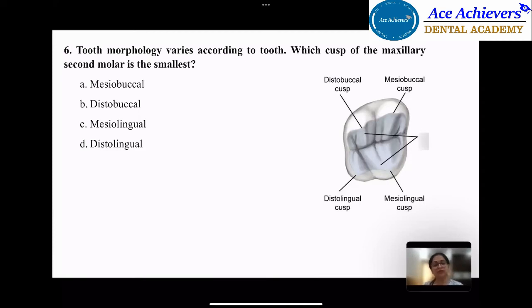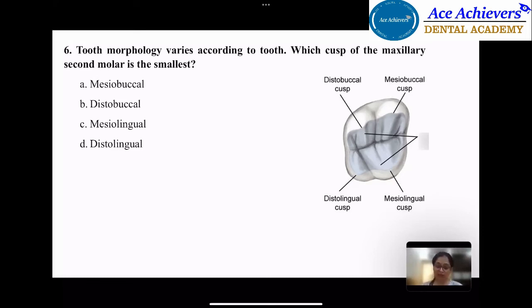Next question: the tooth morphology varies according to tooth. Which cusp of the maxillary second molar is the smallest? The 4 options are mesiobuccal cusp, distobuccal cusp, mesiolingual cusp, or distolingual cusp.